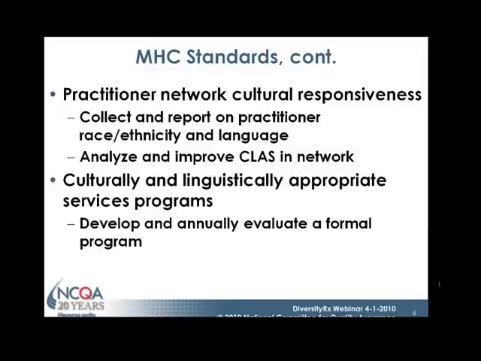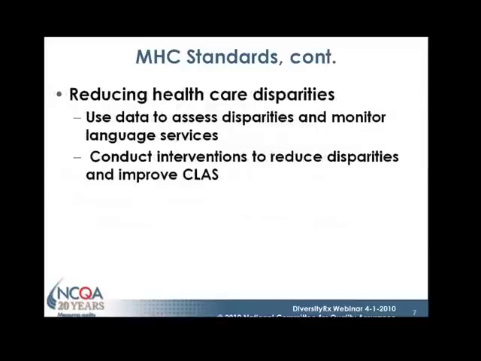Standard 4, Culturally and Linguistically Appropriate Service Programs, is what I would call a structural standard, requiring the organization to have in place a formal written program approved by the governing body and to annually evaluate it. Next slide, please. In addition, the standard requires the substantive involvement of members of the community in program development and evaluation.